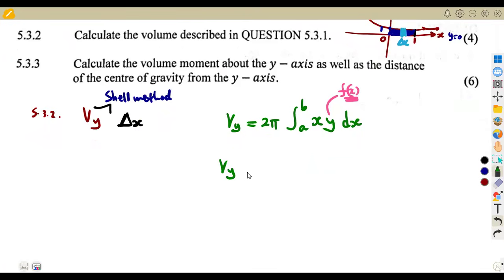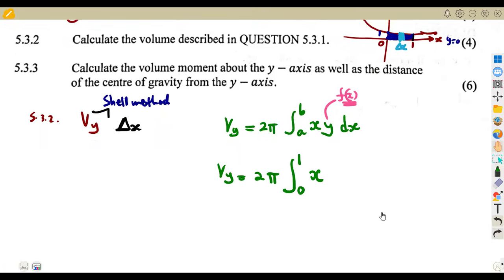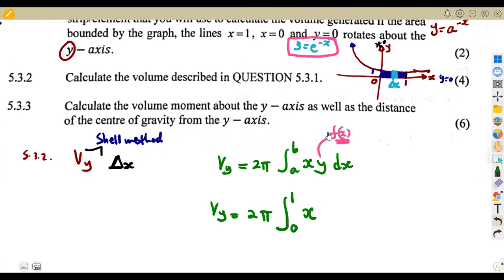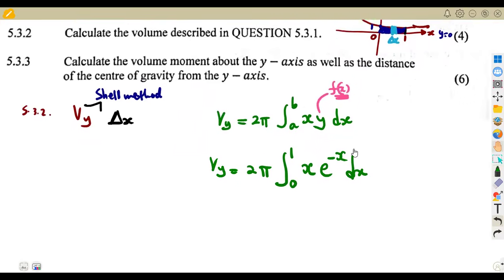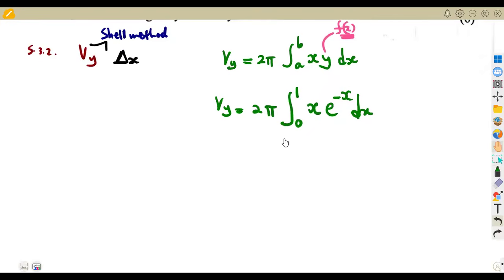So the volume with respect to y is going to be 2π, the integral with limits in x, dx. The limits are for x from 0 to 1, so that's from 0 to 1 of x times y. I said y is a function of x that we are given, and this function of x is e to the exponent of minus x, with respect to x. All right, so this is what we have as our volume.